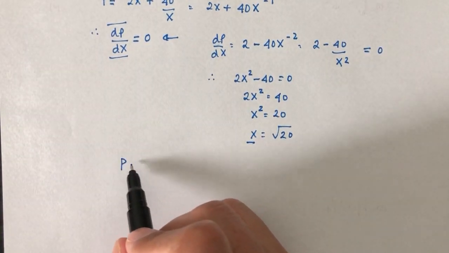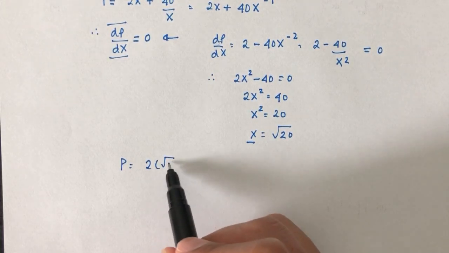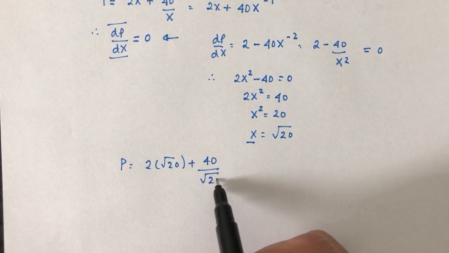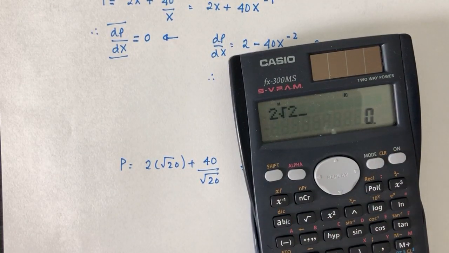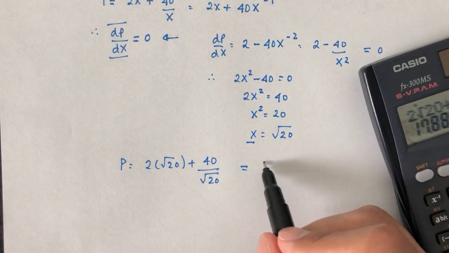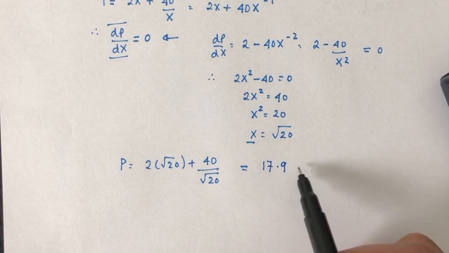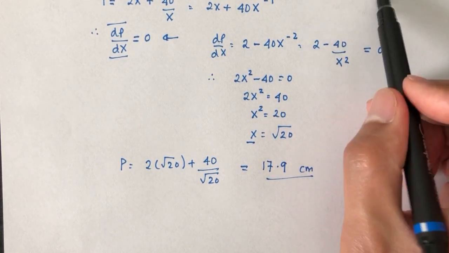So the minimum value of p will be 2 times x plus 40 over x. Let's simplify: 2 square root of 20 plus 40 divided by square root of 20. That will be 17.9. That's the value of p, in centimeters. Now justify why it is a minimum value.